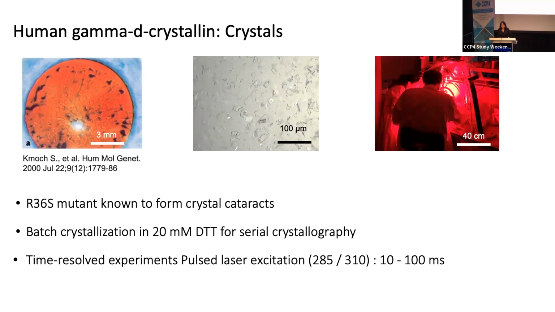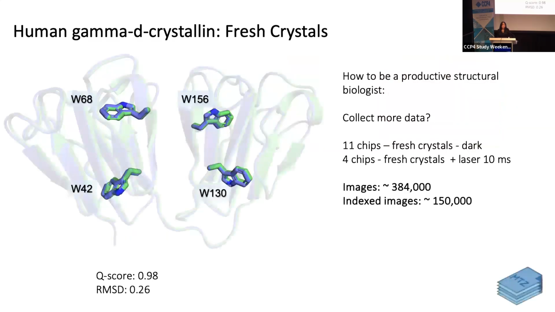So we did the time-resolved experiment, and what we saw was nothing. The protein is very stable to UV, and it's quite difficult to catch that damage process happening. And when we overlaid our structures, we didn't see much change before and after UV radiation. So I was thinking, how can I be a productive structural biologist? Well, I just have to collect more data and collect more data and collect more data.